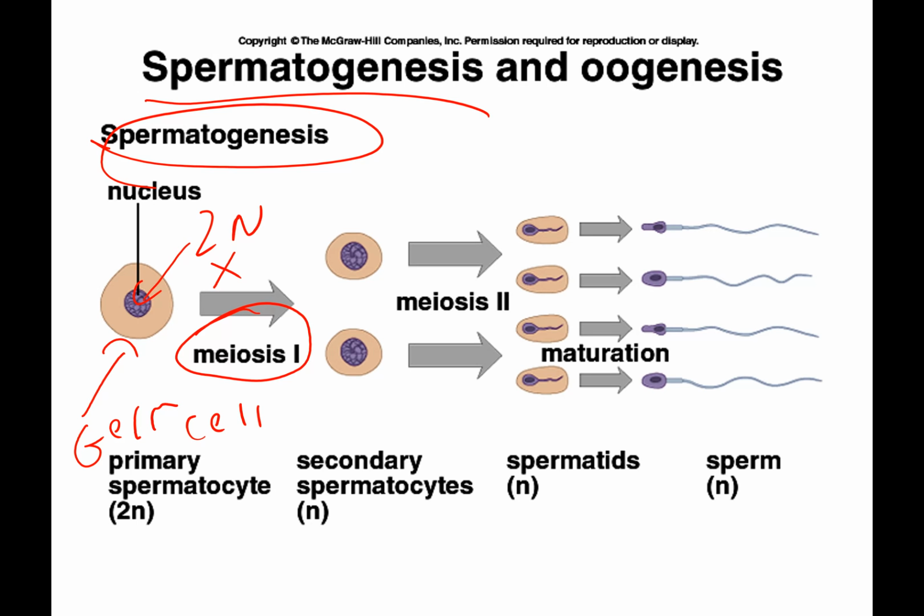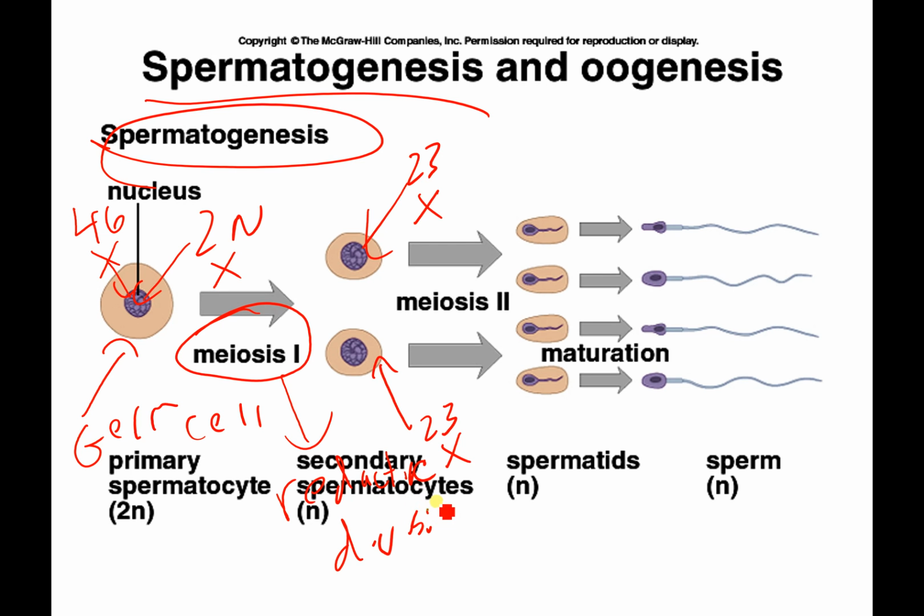So what we end up with, let's say this is in humans, so this would have 46 bivalent chromosomes in it. After meiosis 1, each of these cells will have 23, but the chromosomes are still bivalent. Remember that meiosis 1 is called reductive division because it reduces the chromosome number in half. Meiosis 2 happens, and remember its job is to separate the 2 chromatids that make up each bivalent chromosome. So that happens, we end up with 4 cells.